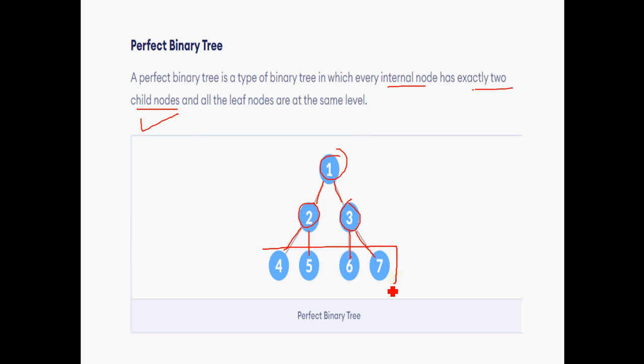And all the leaf nodes are at the same level. These are all the leaf nodes, and all are at level 2. This is level 0, this is level 1, this is level 2. So all leaf nodes are at level 2, in the same level, and hence it is a perfect binary tree.